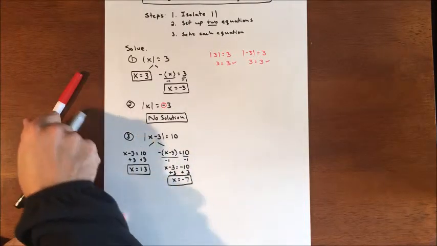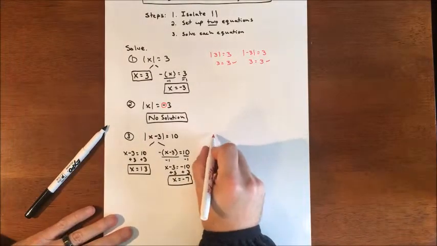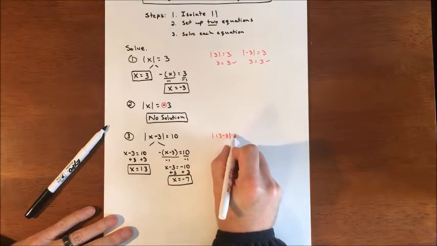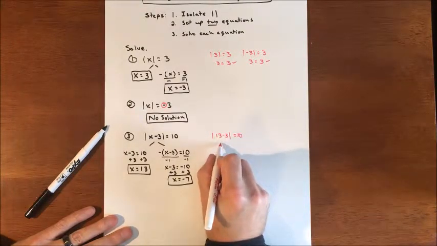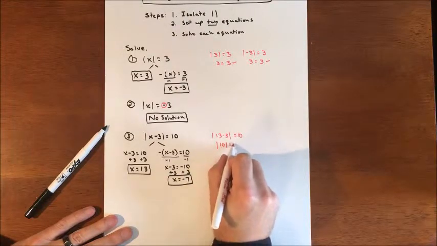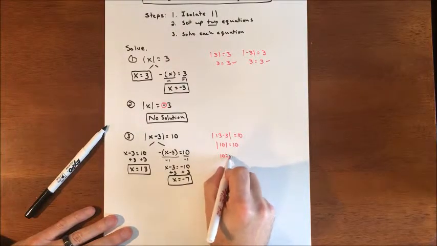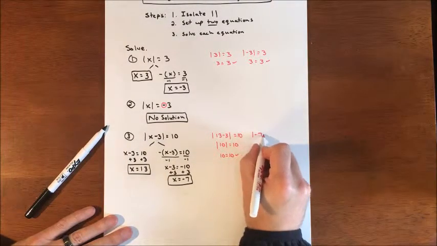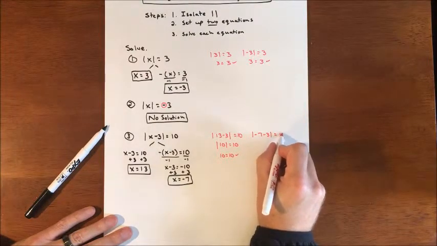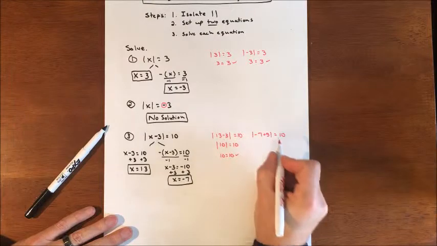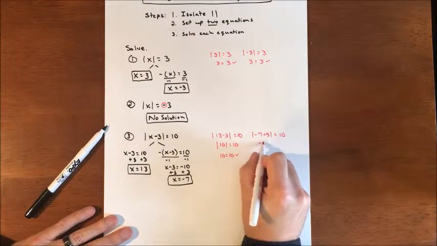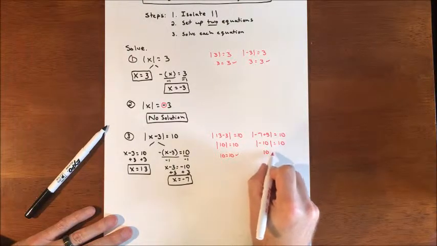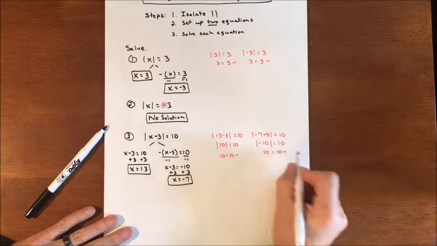So let's verify that it actually works. So first one, we have the absolute value of 13 minus 3 plugged in. It's supposed to equal 10. 13 minus 3 is 10. So the absolute value of 10 is 10. So that one checks. Second one, we have the absolute value of -7 minus 3 is supposed to equal 10. -7, I like to add the opposite, so -7 plus a -3 makes -10. And the absolute value of -10 is +10. So that one checks as well.